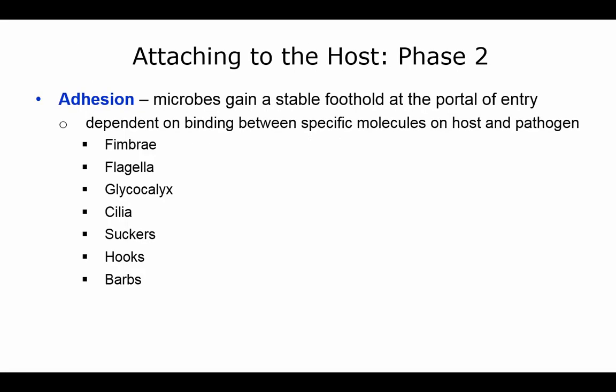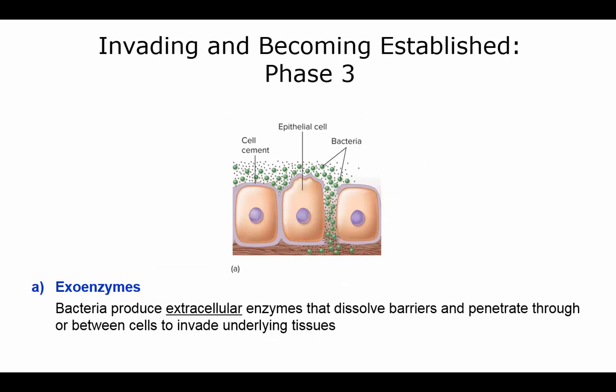Now remember, phase 1 was they had to find a portal of entry. Phase 2 is that they've got to attach themselves to the host. So adhesion here. And again, just a quick list of appendages they may have in order to attach to a host cell, whether it's fimbriae, cilia, the outer layers of the glycocalyx could all be used as ways to attach themselves to the host. Then we move into phase 3, where they have to defend against your defenses. They've got to find a way to not get killed or flushed out of your system.